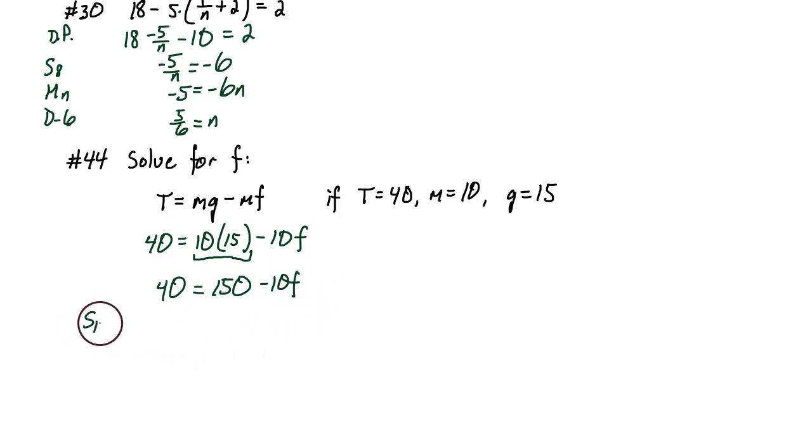Next, we could subtract 150 from both sides. 40 subtract 150 is negative 110. Finally, we can divide by the negative 10 to get the letter F alone. Negative 110 divided by negative 10 makes positive 11.